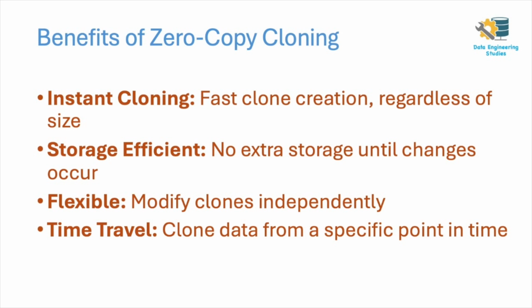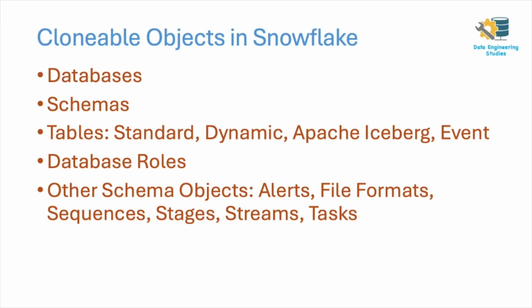Now let's see what database objects can be cloned. In Snowflake, you can clone a wide range of database objects using zero copy cloning. These objects include databases, schemas, and tables. Tables include standard tables, dynamic tables, Apache Iceberg tables, and event tables. You can also clone database roles and various schema level objects such as alerts, file formats, sequences, stages, streams, and tasks. Now let's see some practical use cases of zero copy cloning.